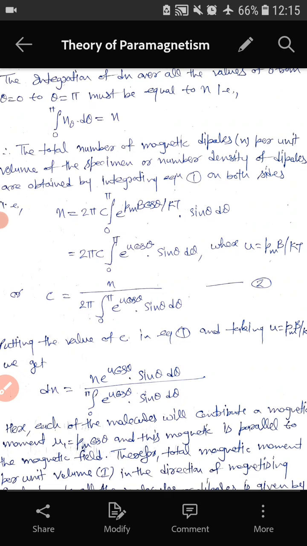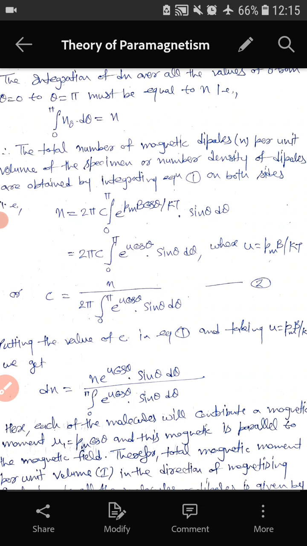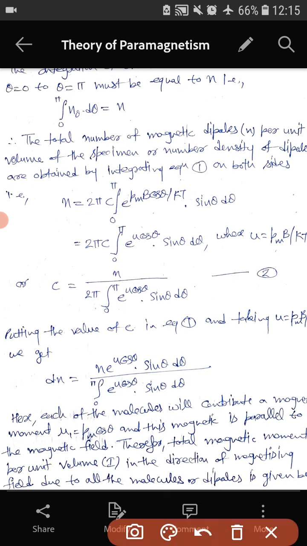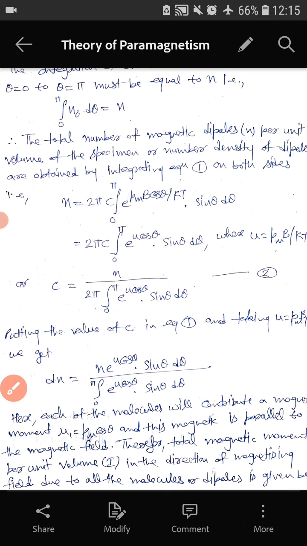Further simplifying this, we get the value of C, the constant of proportionality: C will be equal to n divided by 2 pi times the integral from 0 to pi of exponential u cos theta dot sin theta d theta. Now substitute this value of C which we have calculated in the above equation, where we have calculated that dn, say in equation number 1.